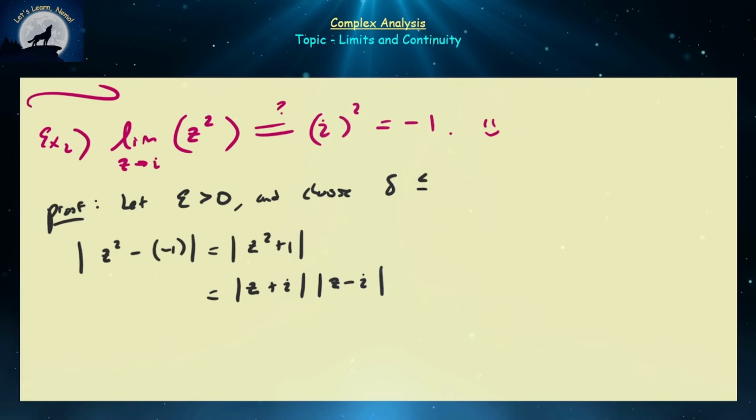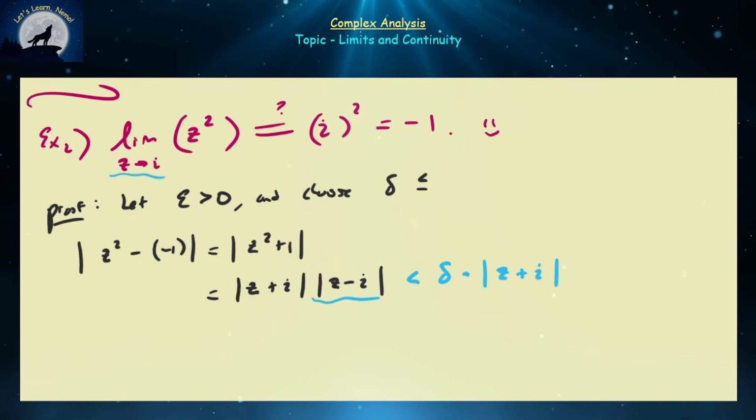Note immediately here that we have control over the distance between z and i, so this is going to be less than our delta. So this is going to be less than our delta times the absolute value of z plus i. Now, every time you have an expression that still has z in it, sometimes you need to force, unless you want to do something really clever, another z minus i in this particular expression.